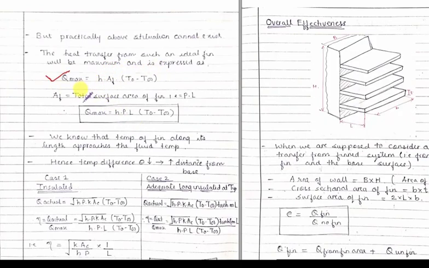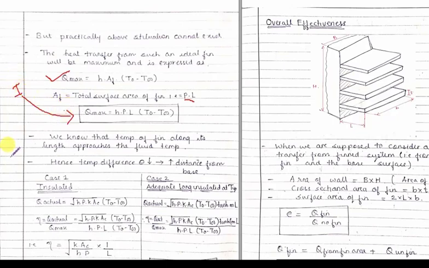Now what is this A_f? A_f is nothing but the total surface area of the fin. That is, we are writing the surface area in terms of perimeter multiplied by length. So this is the first case, that is the ideal case. We have seen the equation.